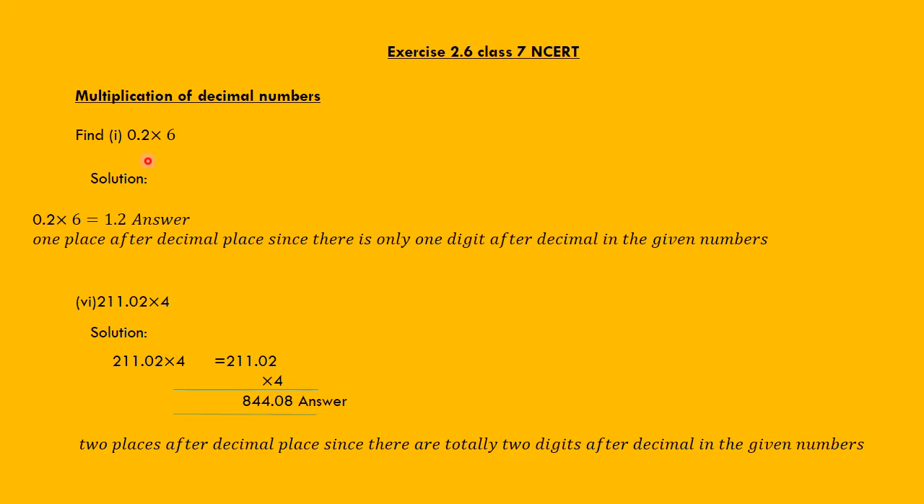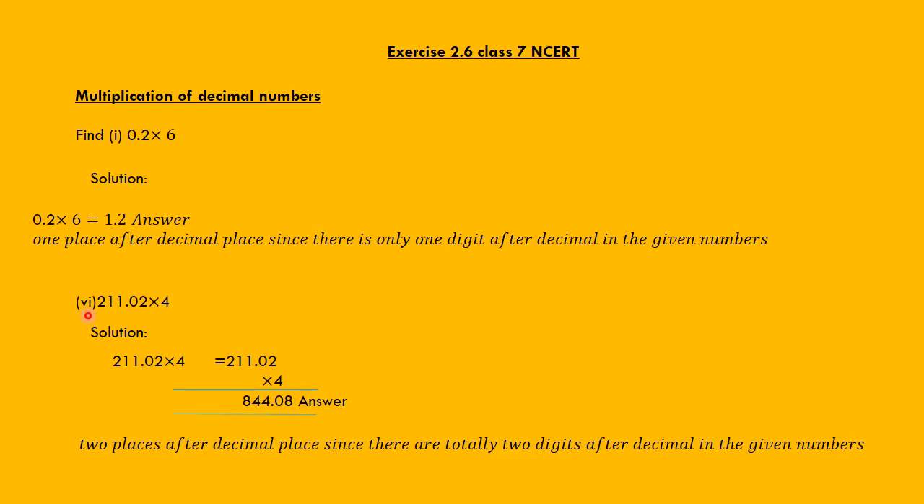So in the exercise, 0.2 into 6. How do you multiply? Just a normal multiplication, 6 2s are 12. Now for the first number we have one decimal place, for the second number we don't have any decimal place. So totally we have only one decimal place. So what shall we do? 6 2s are 12. So after 12 you will put the decimal place before one digit. 1.2. Okay, it's an answer.